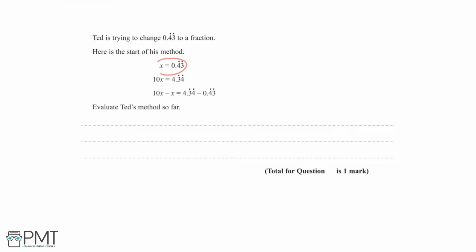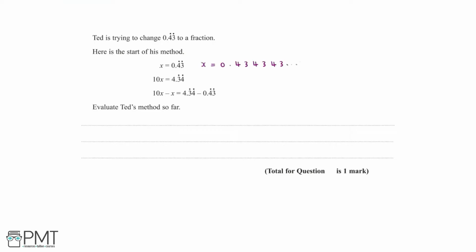Well, now mathematically, Ted is correct. If x is equal to 0.43 recurring, it makes sense that 10x is equal to 4.34 recurring, and therefore 10x take away x would be 4.34 recurring, take away 0.43 recurring. But even though he's mathematically correct, his method might not be the best, because we're trying to change 0.43 recurring to a fraction, and so the point of this method would be to get rid of the recurring decimals. Let's take a look at what he did step by step so that we can pinpoint his mistake.